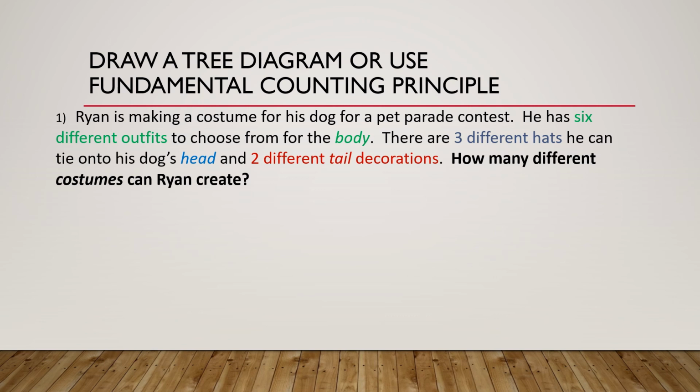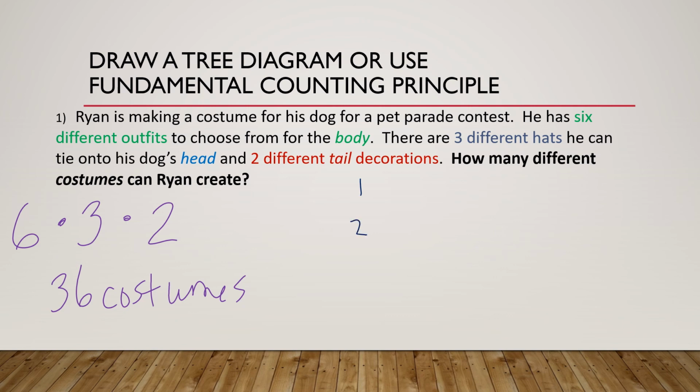Okay, so I have 6 outfits. That's my first category. Then I have 3 hats. That's my second category. And then I have 2 tail decorations, which is my last category. So 6 times 3 would be 18, and 18 times 2 would be 36 costumes. Now, I will show you, and I'm not going to be able to fit everything, but we have 6 different costumes. 1, 2, 3, 4, 5, 6.